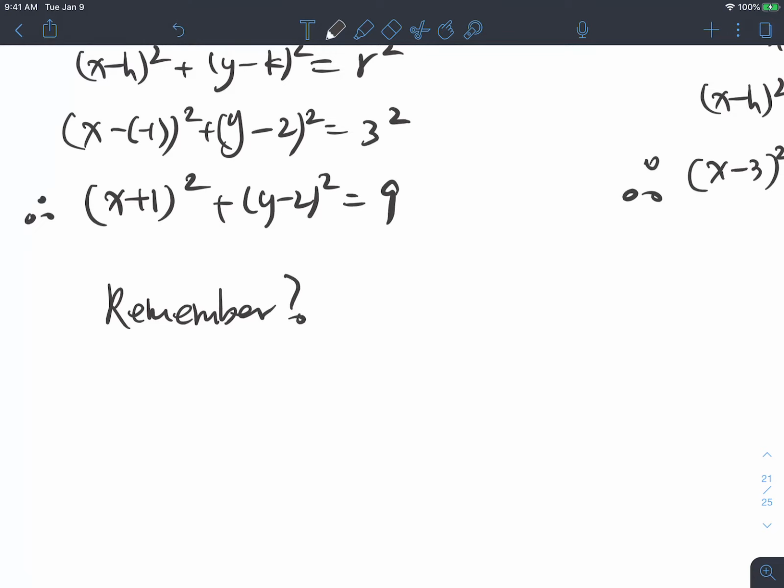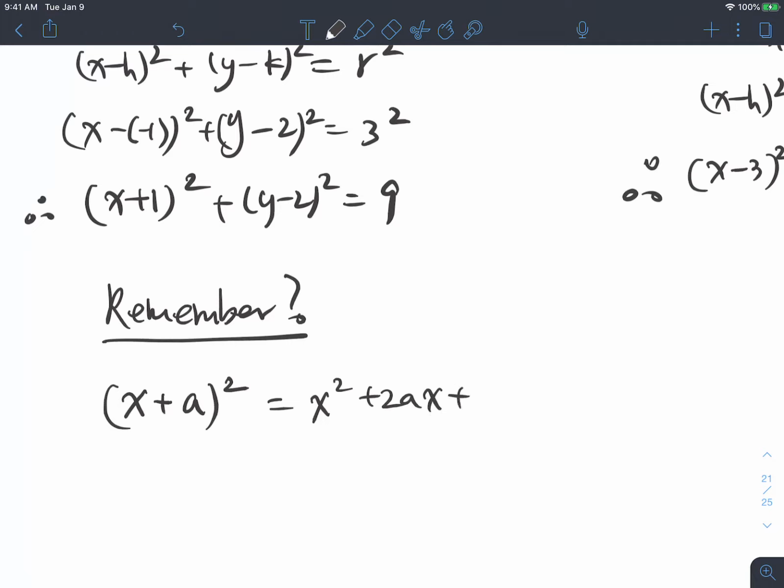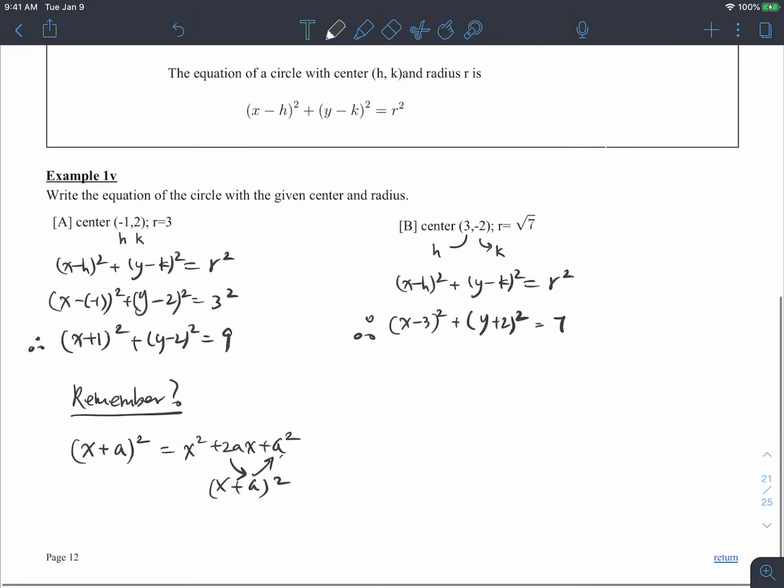Do you remember this? If you have (x + a) squared, we would end up with, that's right, x squared plus 2ax plus a squared. Yeah. So when we have (x + a) squared like this, that's half the amount. When you square that amount, you get a squared. Now, let's examine that a little bit further, shall we?